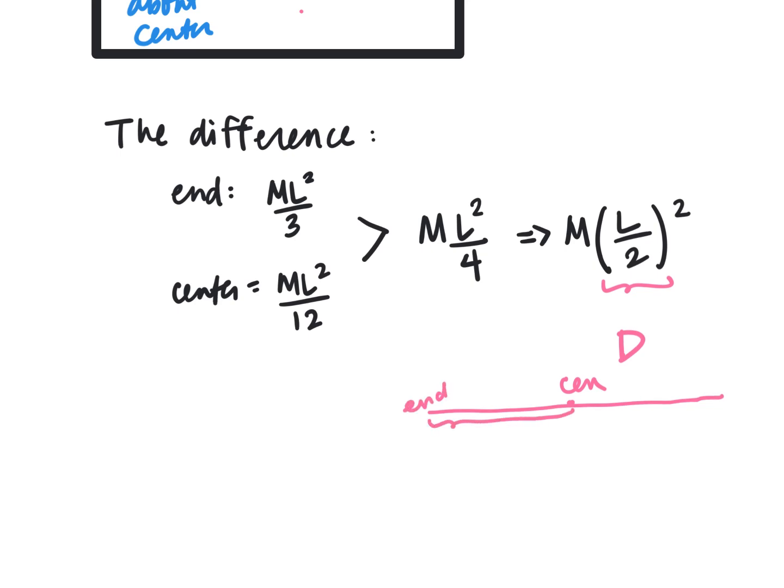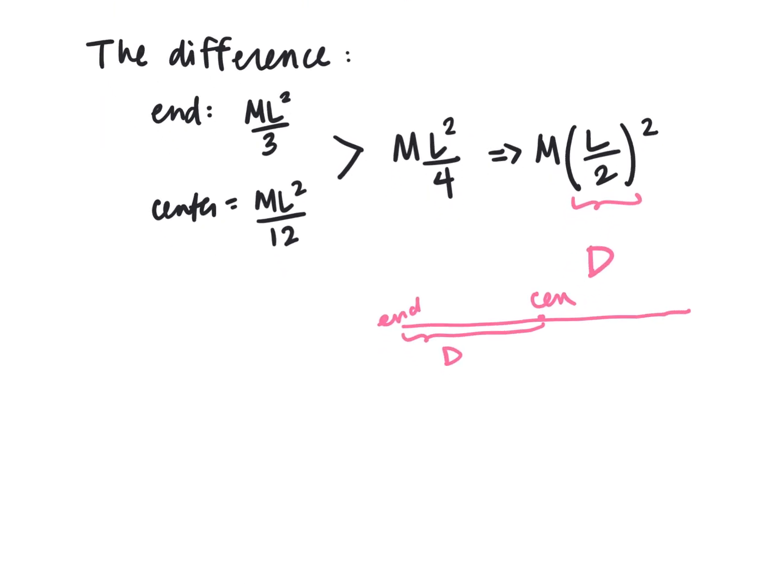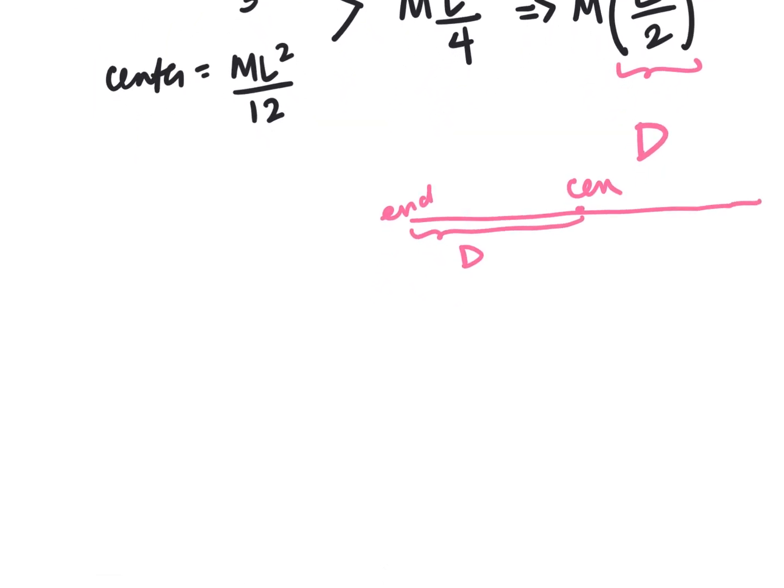That would be d. So we can write a general equation for the rotational inertia of any object about a new pivot point as being the rotational inertia about the center plus m d squared. This is called the parallel axis theorem.